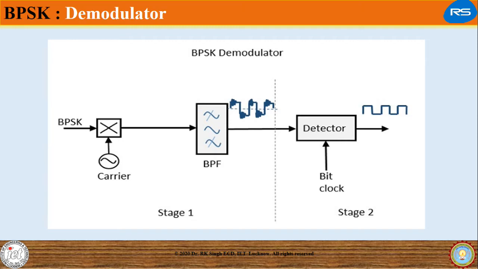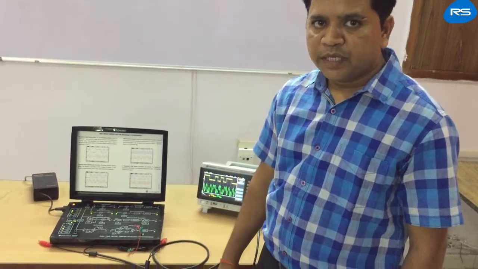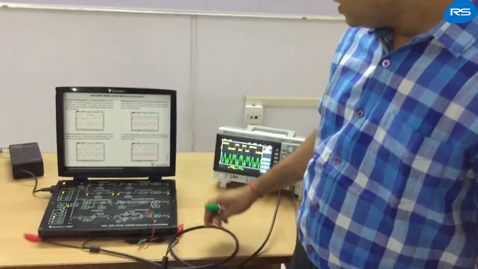By recovering the band limited message signal with the help of the mixer circuit and the band pass filter, the first stage of demodulation gets completed. The baseband signal, which is band limited, is obtained, and this signal is used to regenerate the binary message bit stream. Now we'll perform the experiment on the kit.